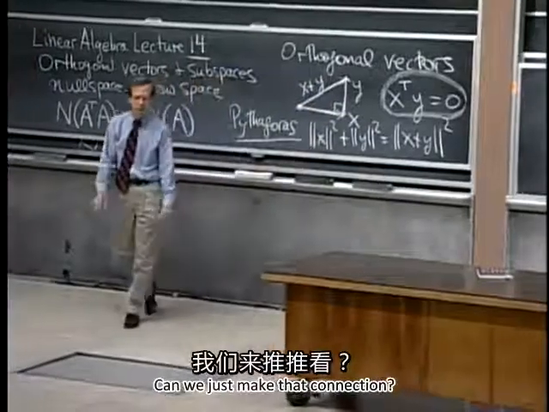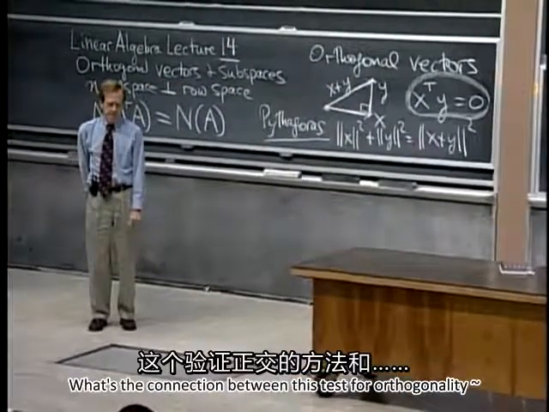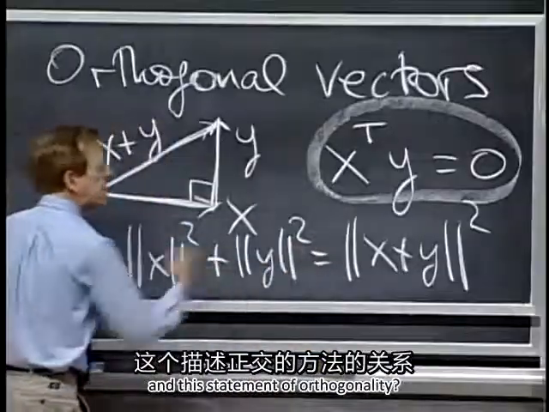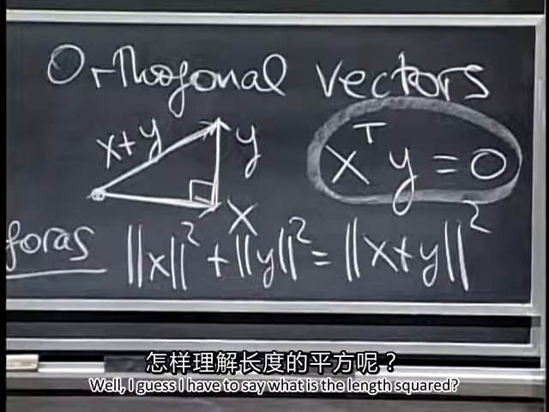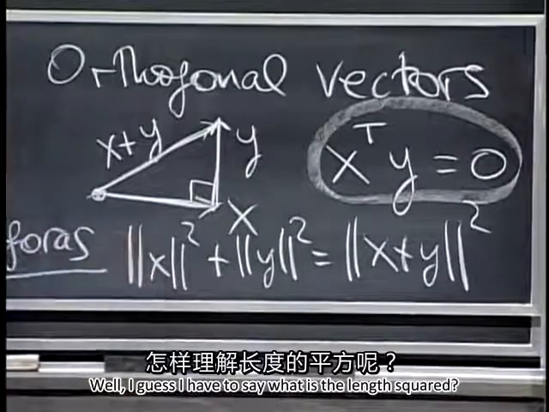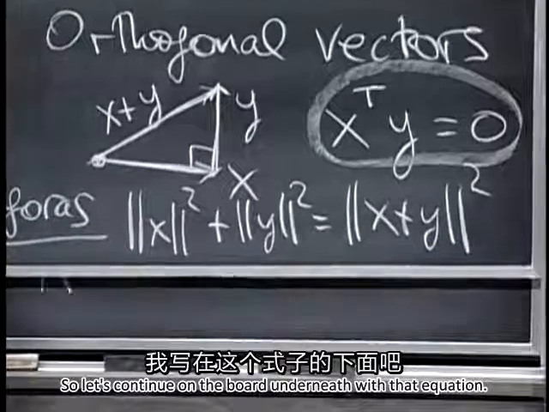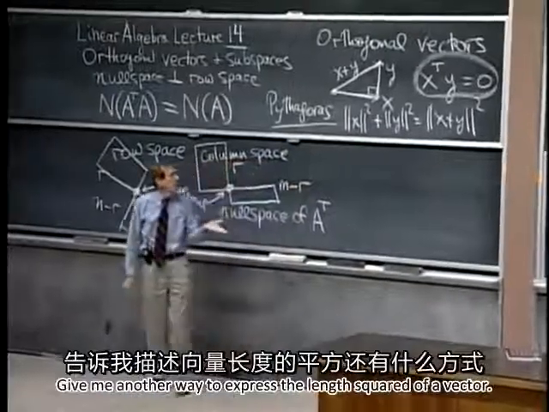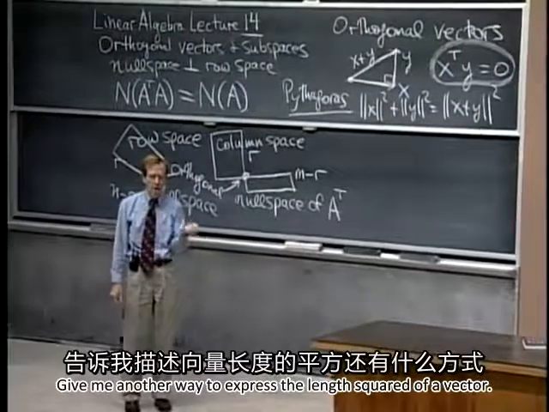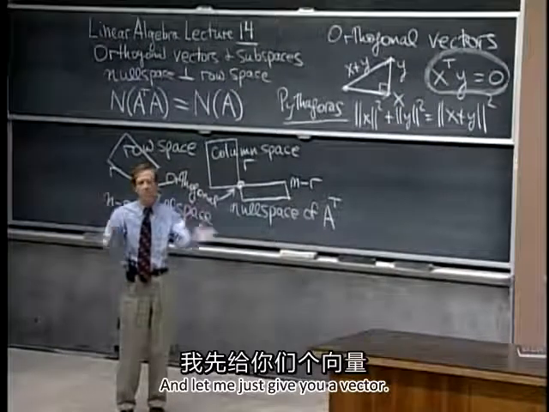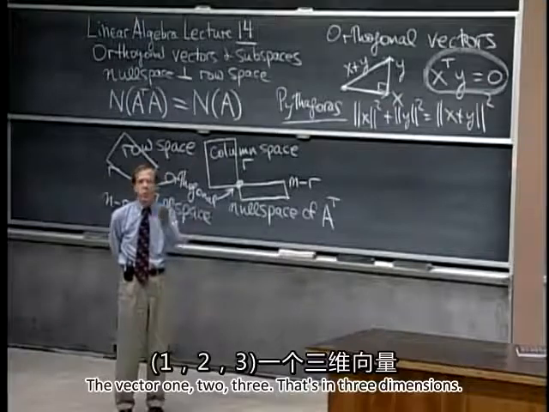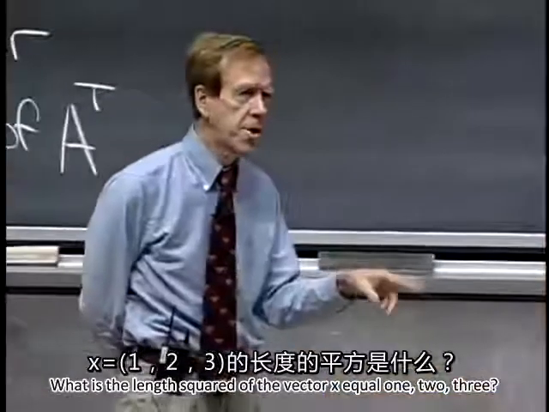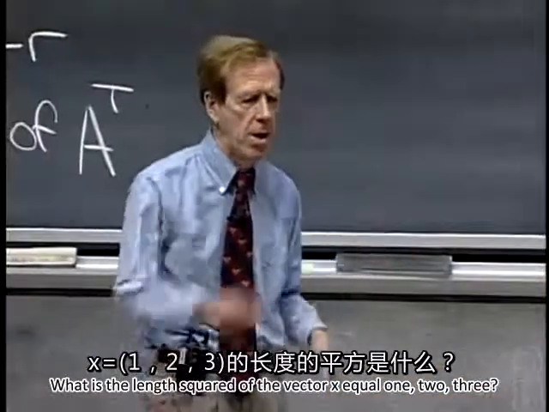Can we just make that connection? What's the connection between this test for orthogonality and this statement of orthogonality? Well, I guess I have to say, what is the length squared? So let's continue on the board underneath with that equation. Give me another way to express the length squared of a vector. Let me just give you a vector: 1, 2, 3. That's in 3 dimensions. What is the length squared of the vector x equal 1, 2, 3?